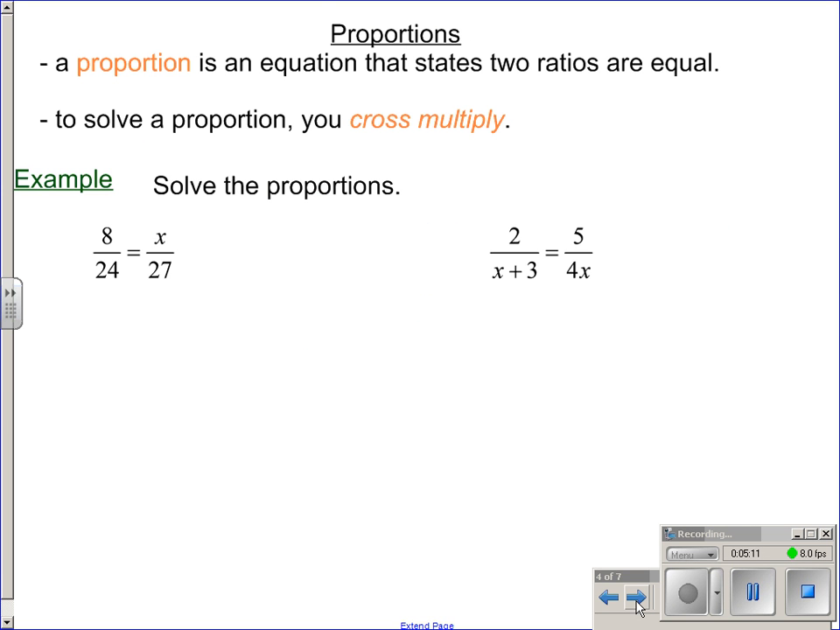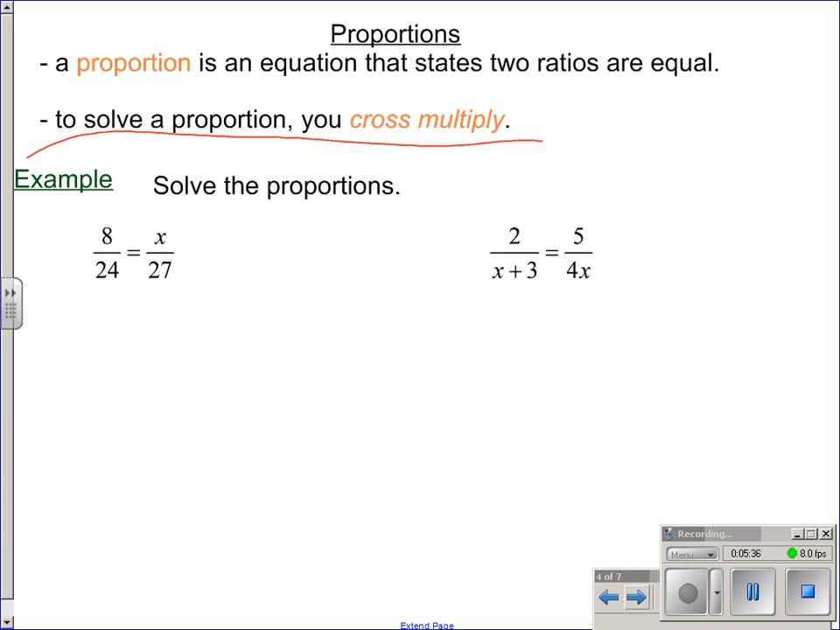Now, a proportion. All we've been talking about with the ratios is just the one fraction. Proportions are an equation where you have two ratios that are equal. So basically, you have a fraction equal to a fraction. And as it says here, to solve a proportion, you're going to cross multiply. It's actually called the cross product property, but cross multiplication is just how we talk about it.